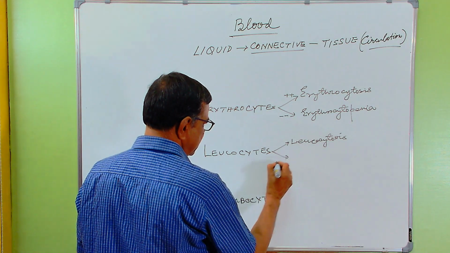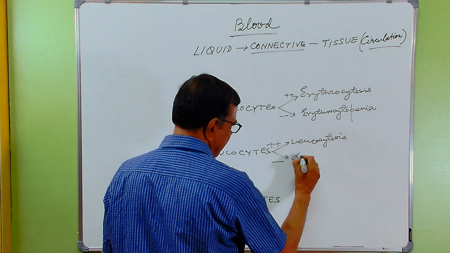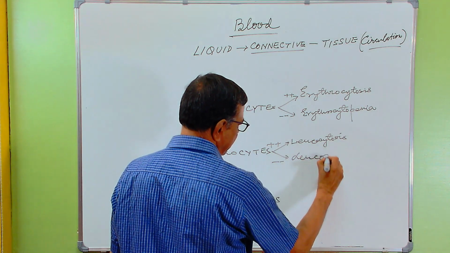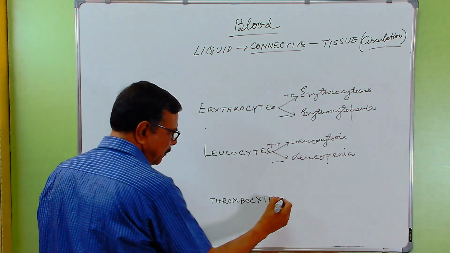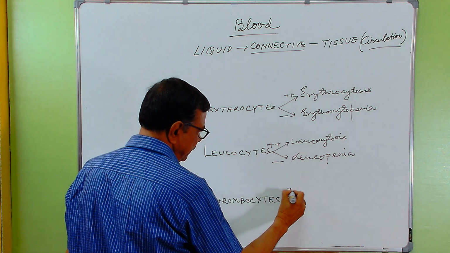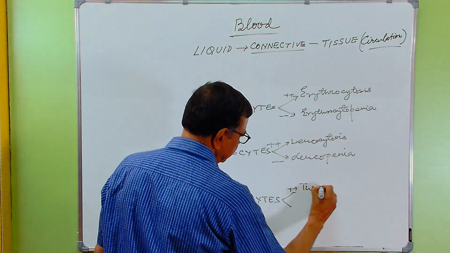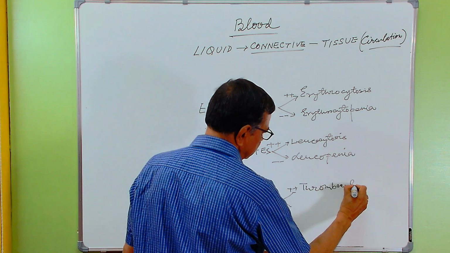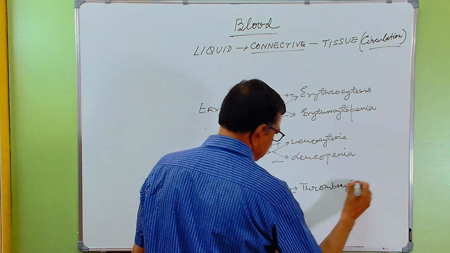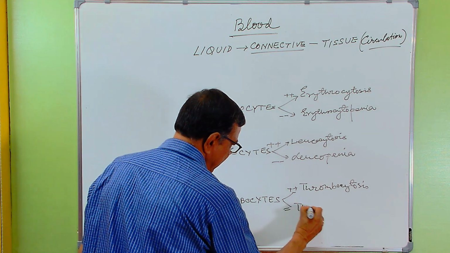Leukocytes, if they increase, it is called leukocytosis. If they decrease, it is called leukopenia, P-E-N-I-A. If thrombocytes increase, it is called thrombocytosis. If they decrease, it is known as thrombocytopenia.